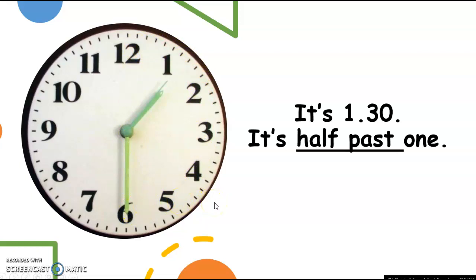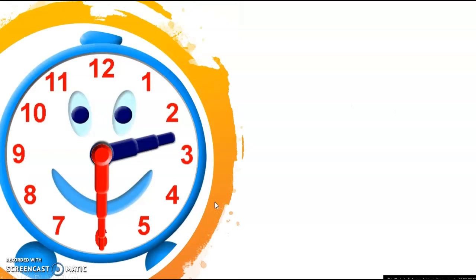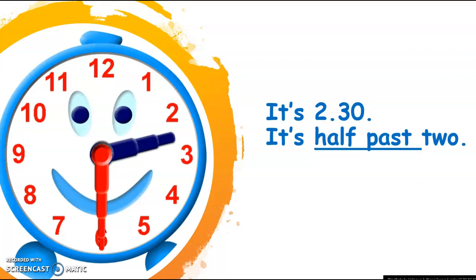Alright, let's look at the other clock. This is a cute clock. Can you tell me what time is it? It's 2:30. 这是2点半，所以 it's 2:30. Can you read after me? 同学们，请跟着老师念。It's 2:30.